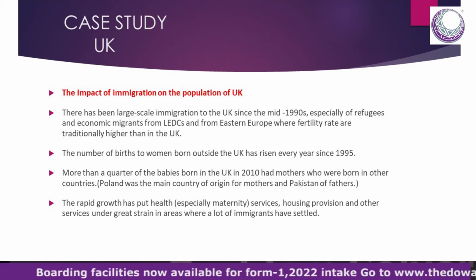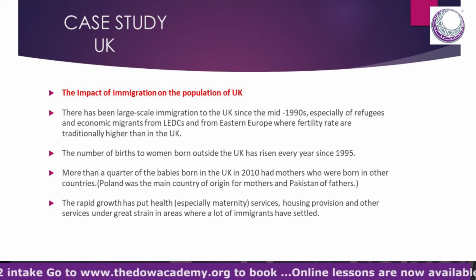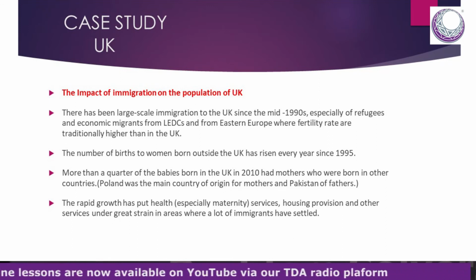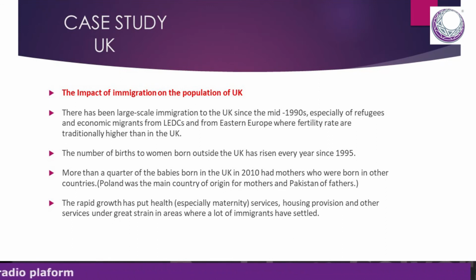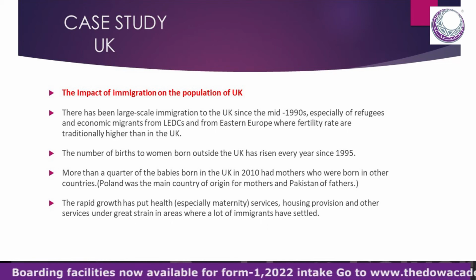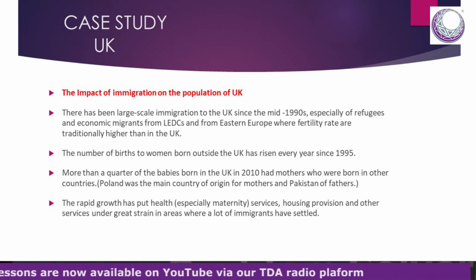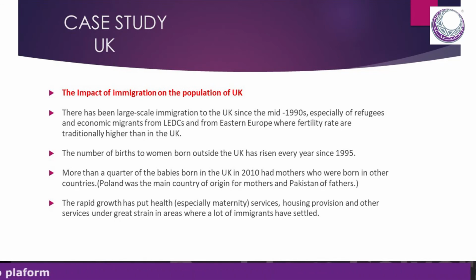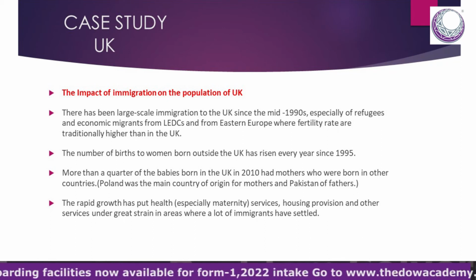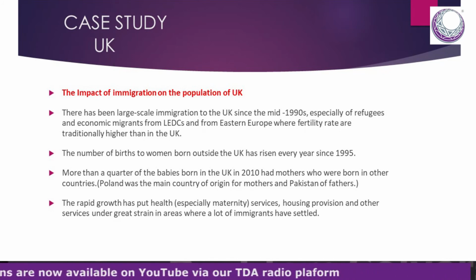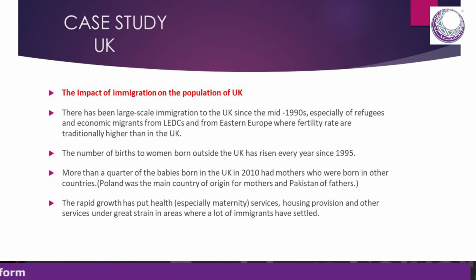There's been large-scale immigration to the UK since 1990, especially of refugees and economic migrants from developing countries and from Eastern Europe. The number of births to women born outside UK has risen since 1995. More than a quarter of babies born in the UK had mothers who were born in other countries. The rapid growth has put health services, housing provision, and other services under great strain in areas where a lot of immigrants have settled in UK.